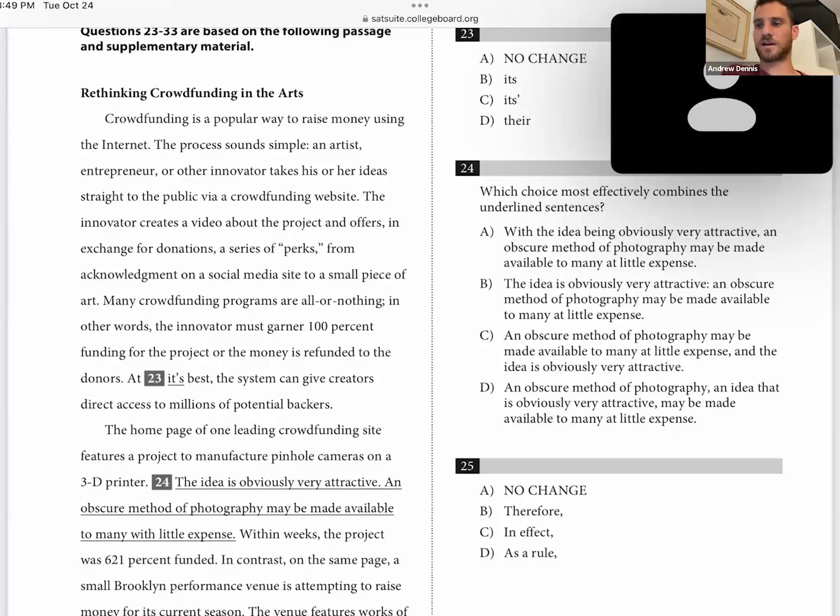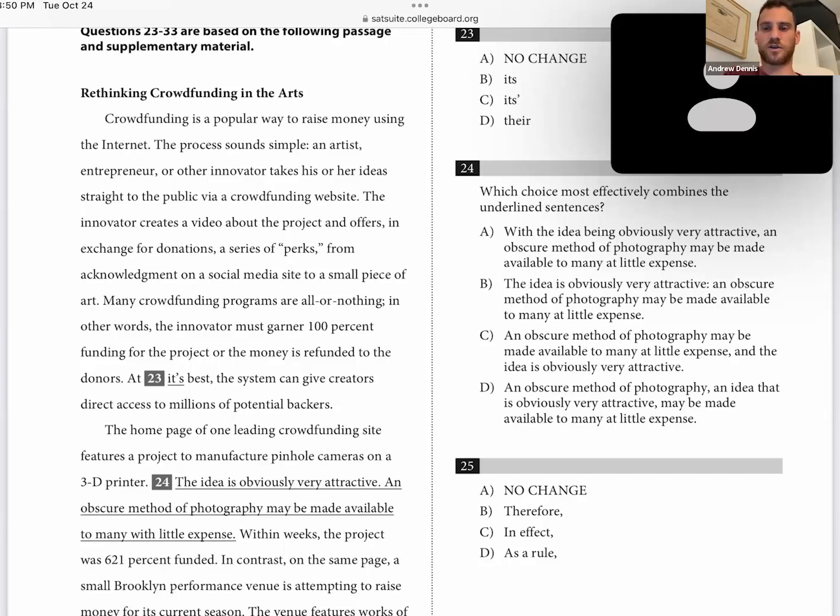An obscure method of photography may be made available to many at low expense, and the idea is obviously very attractive. But what idea? The idea, remember, was from the sentence above. The homepage of one leading crowdfunding site features a project to manufacture pinhole cameras on a 3D printer. The idea is obviously very attractive. An obscure method of photography may be made available to many with low expense. So it has to connect that idea, right? And the idea is obviously very attractive. We're losing track of it. An obscure method of photography, an idea that's obviously very attractive, may be made available to many at low expense. I kind of like B still the best.